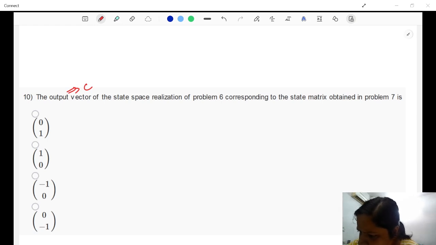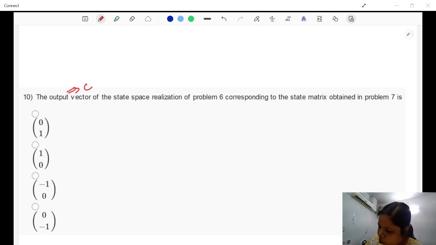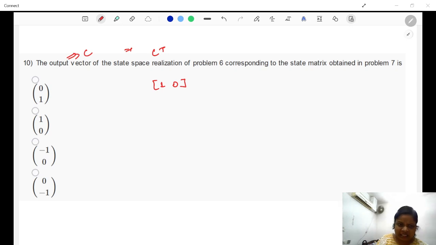Option B is correct, madam. In a row matrix it is 1 0, but in a column matrix you will write 1 bottom 0. Why would you write it as a column matrix? Dot product, madam. But it is just asking for the output vector, so it should be this 1 0 only. You can write the transpose, madam. It is not asking for the transpose. Had it asked for C transpose, then it was fine. But it is directly asking me the output vector.